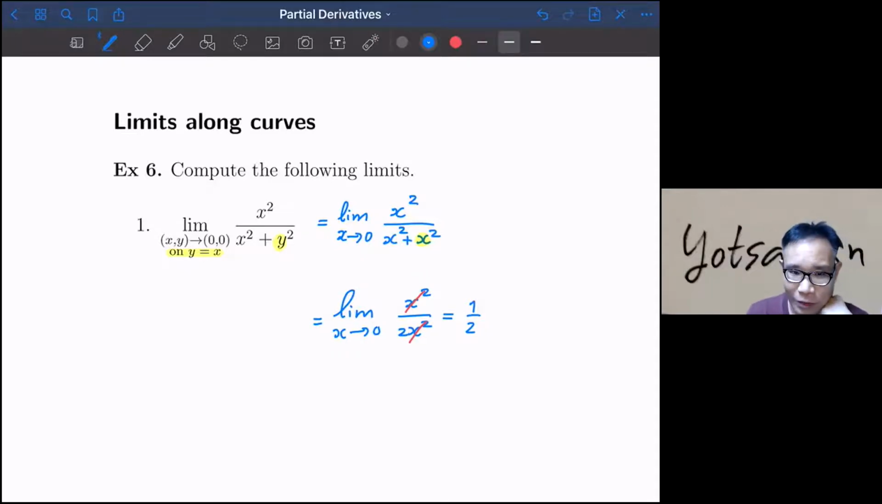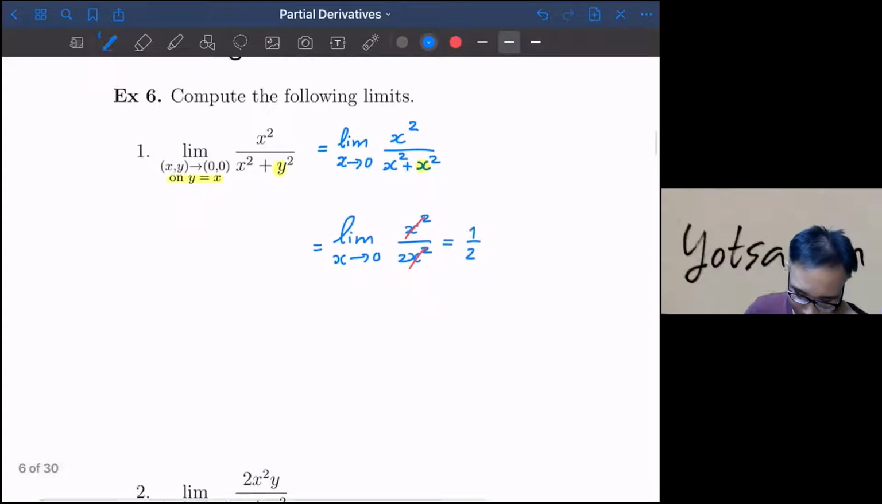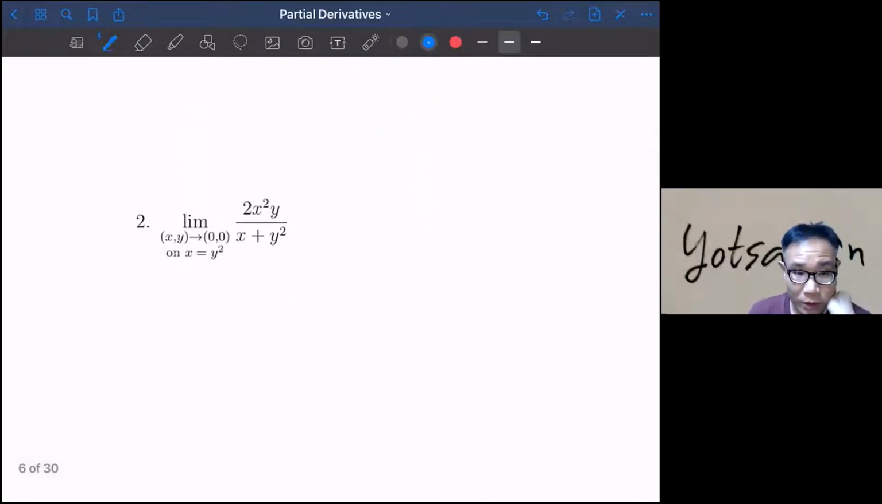You see, this one is different. And you don't need to factor anything. You're just going to plug the yellow condition into the given function, and you're going to be able to solve this one quite quickly. Okay, let's try the second one.